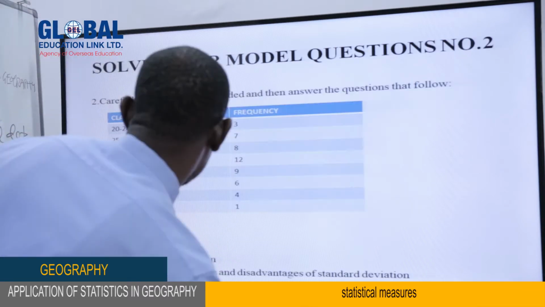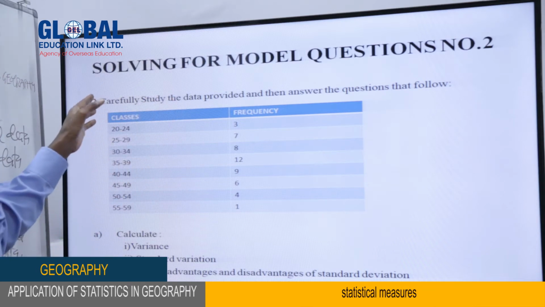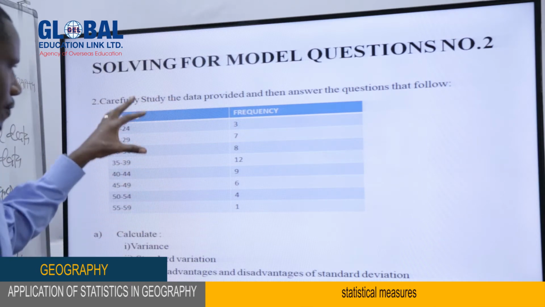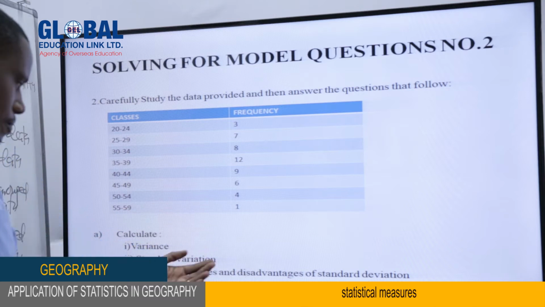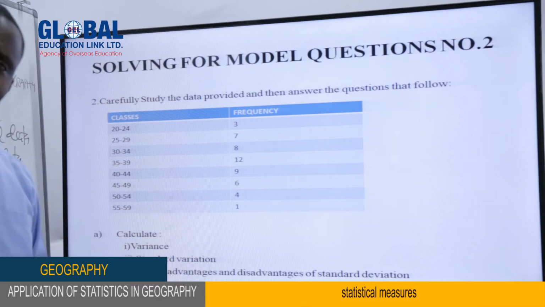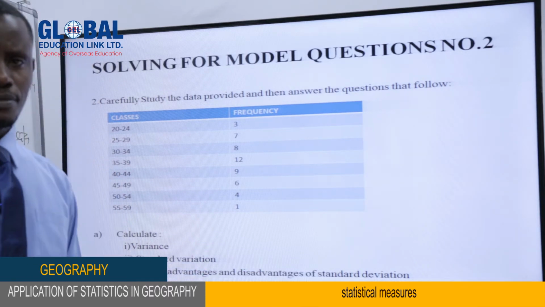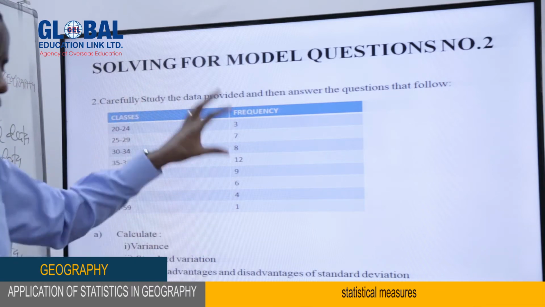But again, we have question number 2. For question number 2, as I said, we have grouped data. So we have the classes and the frequencies, and we'll be asked to find the variance and the standard deviation. But again, we've been asked to explain the advantages and disadvantages of the standard deviation. So we try to solve it.